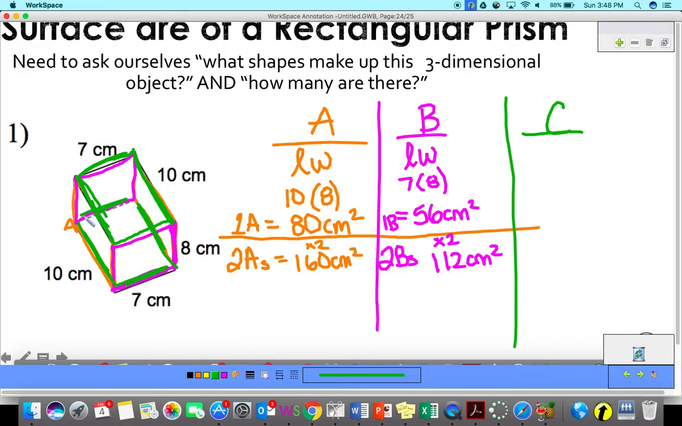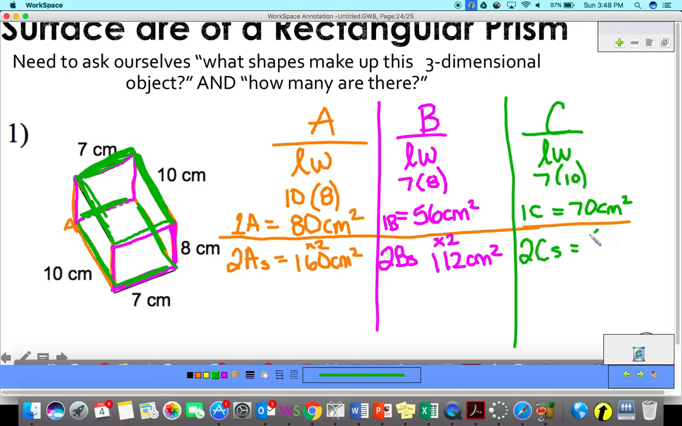So these 2 sides right here, when I think about their measurements, if I look at this top piece, I see it is 7 by 10. So I know it's a rectangle, length times width. I'm going 7 by 10, and I'm going to have 1C is equal to 70 centimeters squared. Now I need to think about the fact that I have 2 of these, a top and a bottom. So I need to find 2 C's, which is equal to 140 centimeters squared.